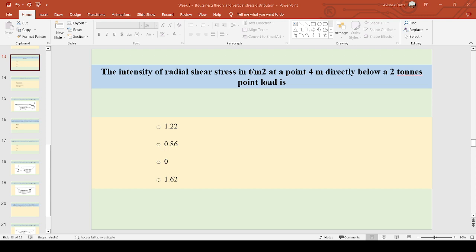The intensity of radial shear stress in ton per meter square at a point 4 meter directly below a 2 tons point load is.